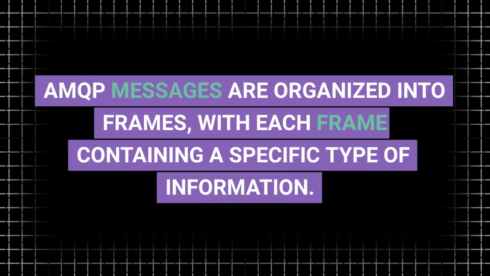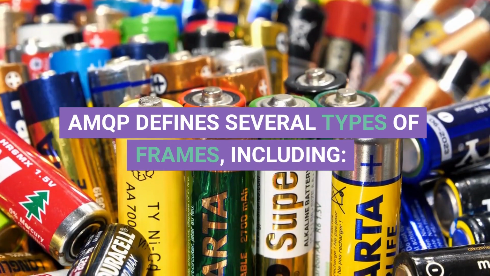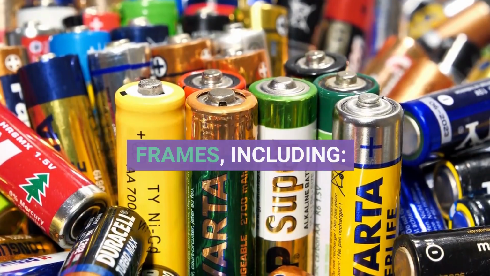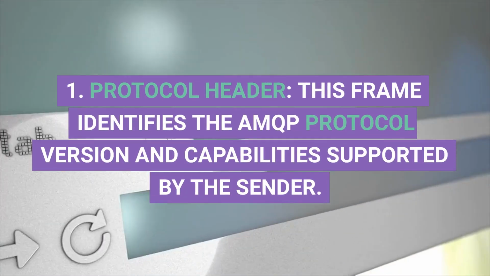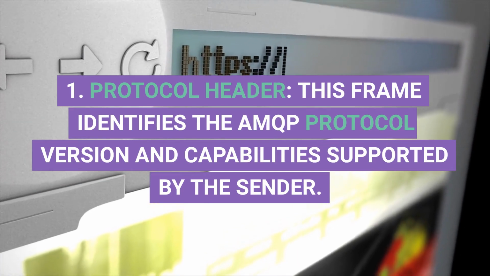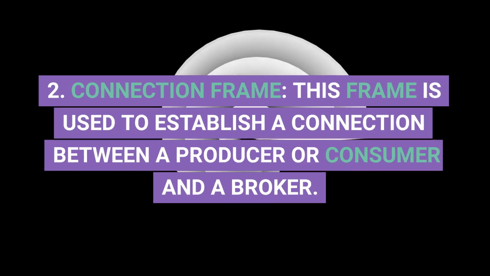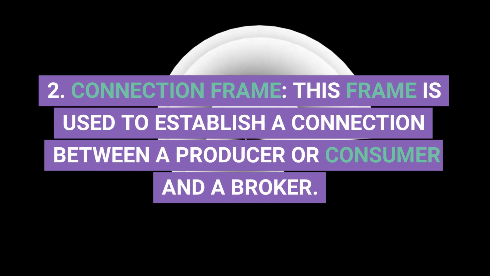AMQP messages are organized into frames, with each frame containing a specific type of information. AMQP defines several types of frames, including: 1. Protocol header. This frame identifies the AMQP protocol version and capabilities supported by the sender. 2. Connection frame. This frame is used to establish a connection between a producer or consumer and a broker.